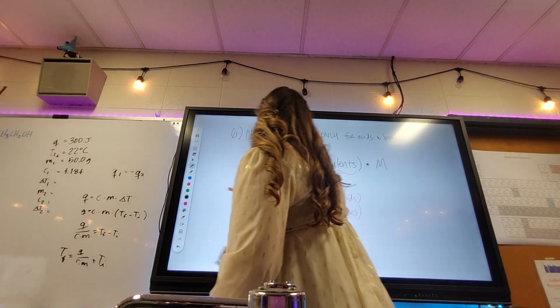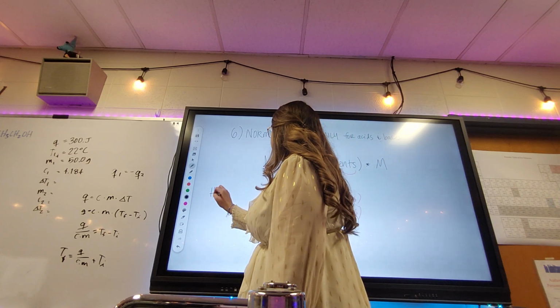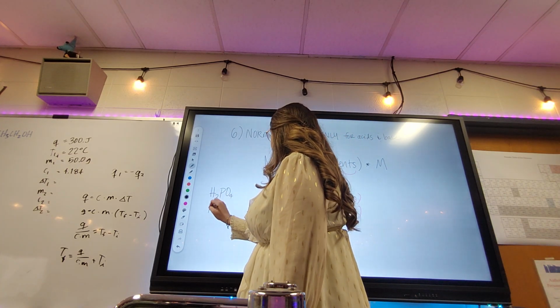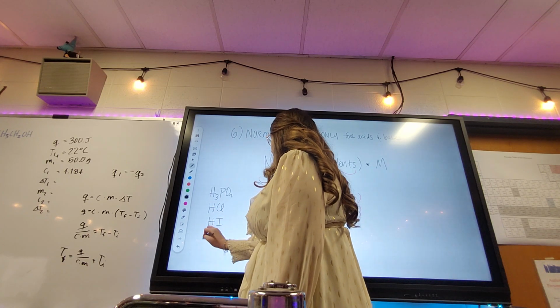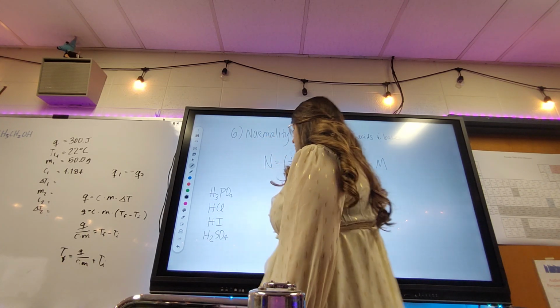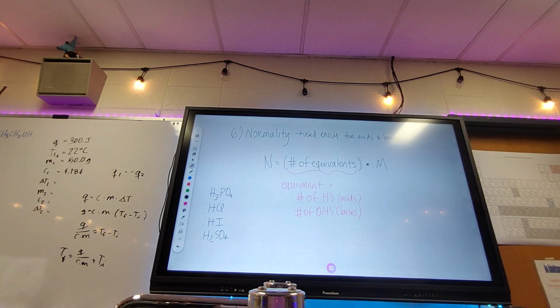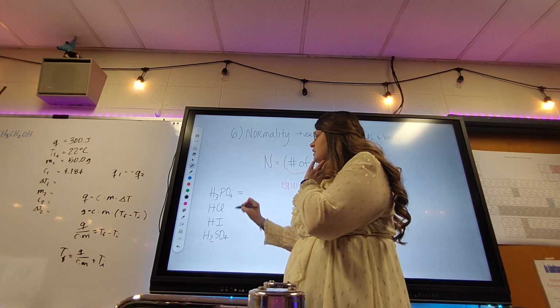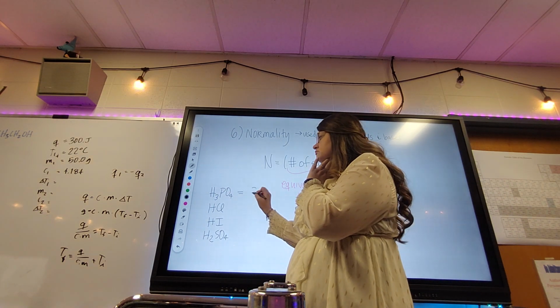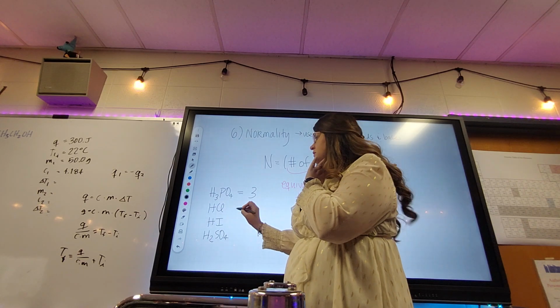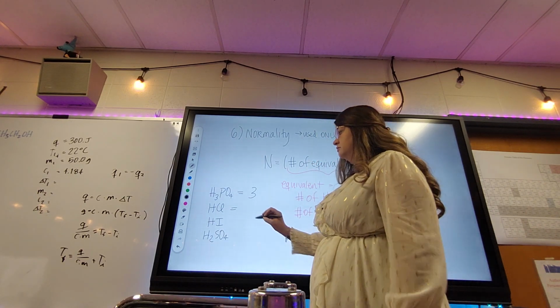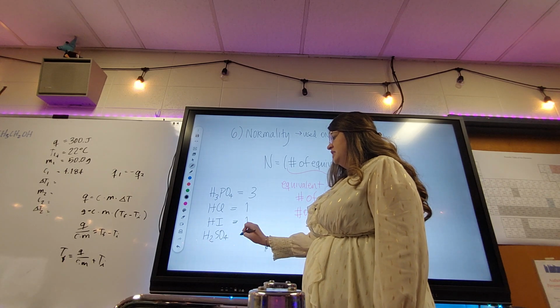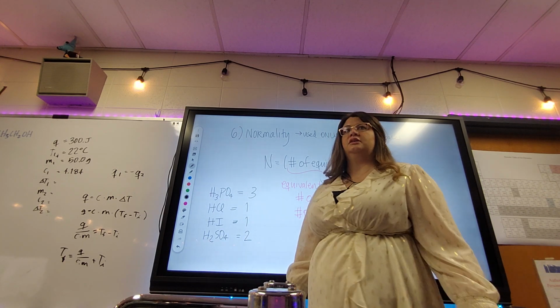All right, so let me give you an example of some acids and bases. Okay, so here are all acids. Let's talk about how many equivalents. The number of equivalents has to be a whole number because there can't be like a 0.5 of a hydrogen. So in this example, how many H's are there? That's the number of equivalents. How many H's are in HCl? HI? H2SO4? It's literally in the formula.